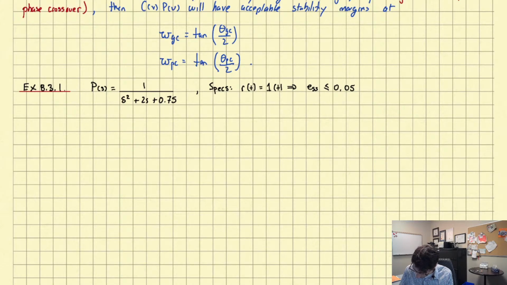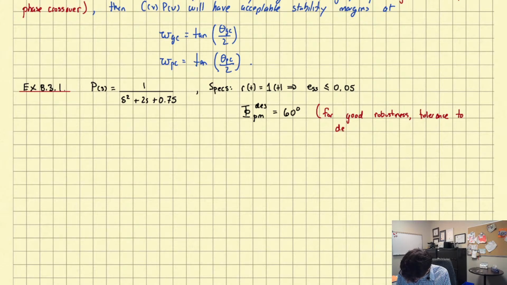And let's say I have a desired phase margin of 60 degrees, for good robustness, tolerance to delays. Okay. But it's a given spec in this example, all right?